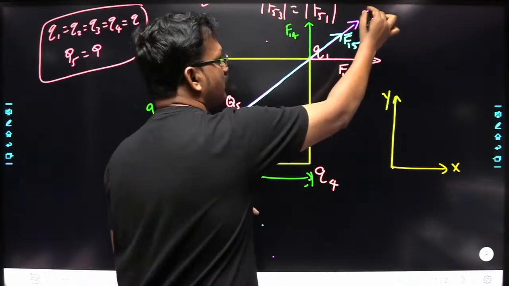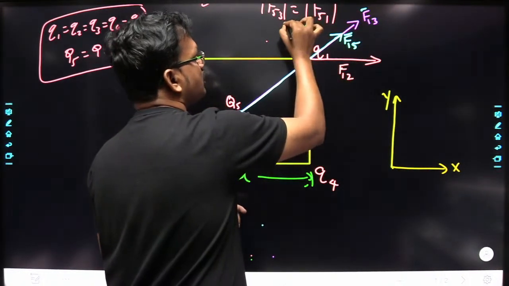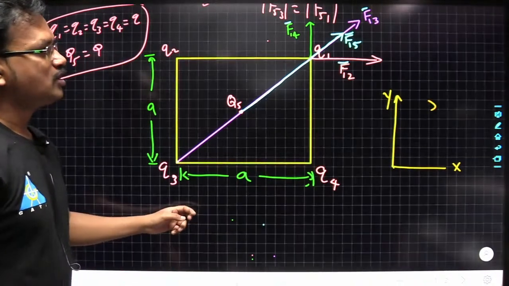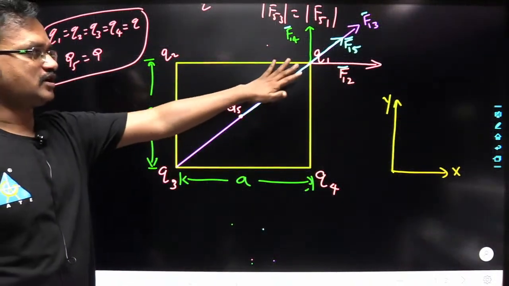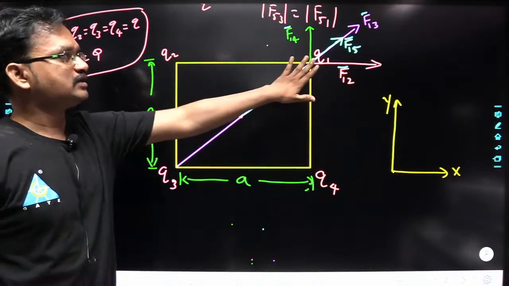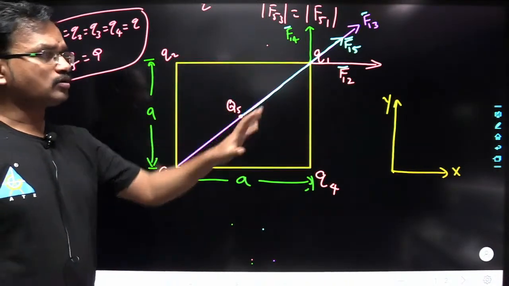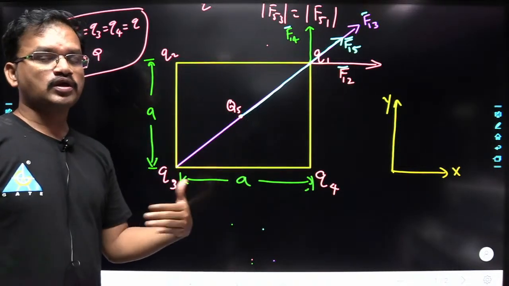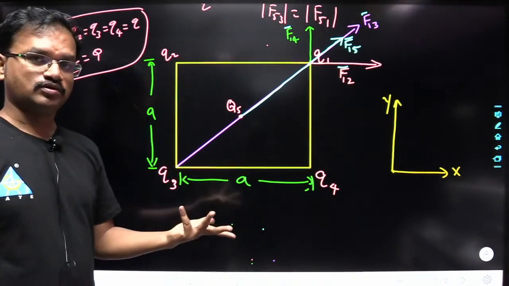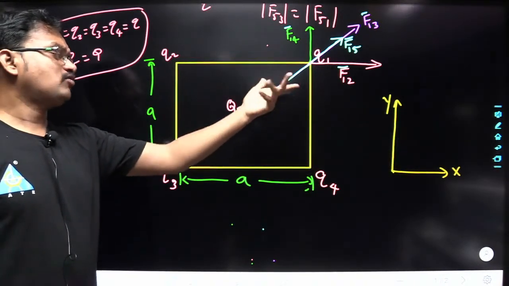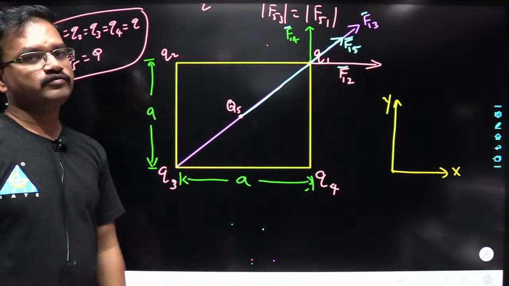This is the force on 1 due to 3. This is the force on 1 due to 4. This is the force on 1 due to 2. Right. Okay. So we have represented all the forces that are acting on Q1. So you have to determine the net force, and equate that net force to 0. By equating it to 0, you can determine this q value.